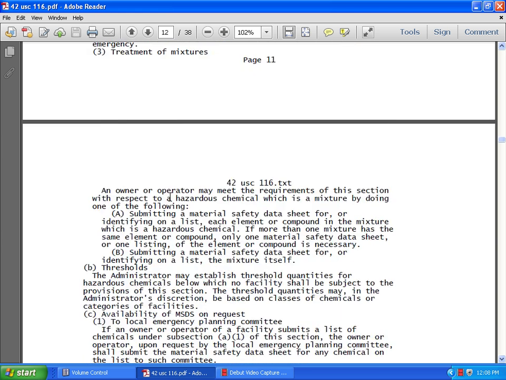An owner or operator may meet the requirements of this section with respect to a hazardous chemical which is a mixture by doing one of the following: A, submitting the material safety data sheet or identifying a list of each element or compound in the mixture which is a hazardous chemical. If more than one mixture has the same element or compound, only one material safety data sheet or one listing of the element or compound is necessary. B, submitting the material safety data sheet for, or identifying a list of, the mixture itself.